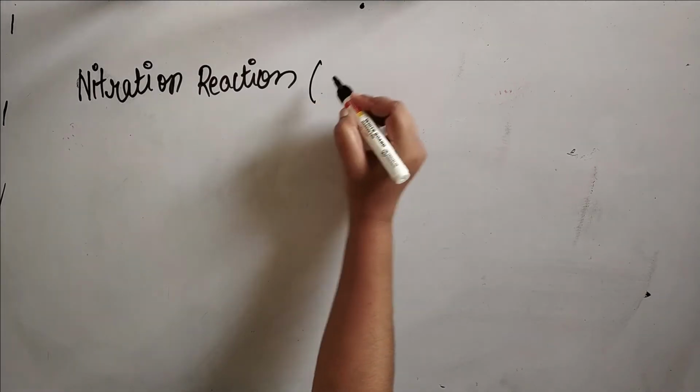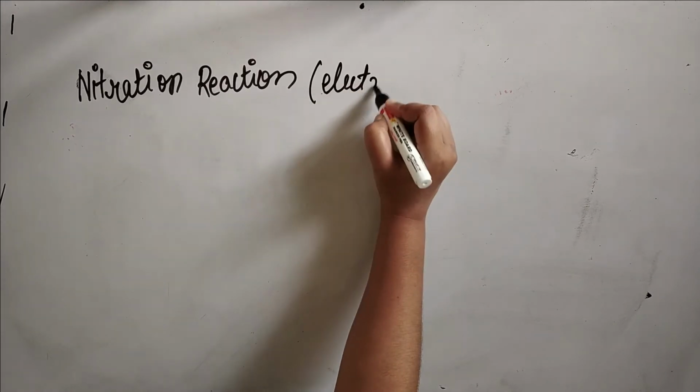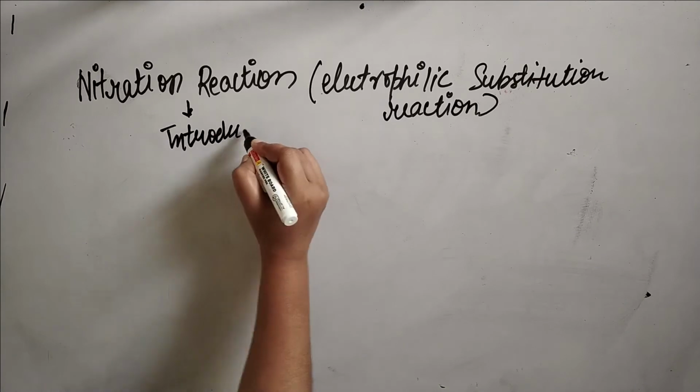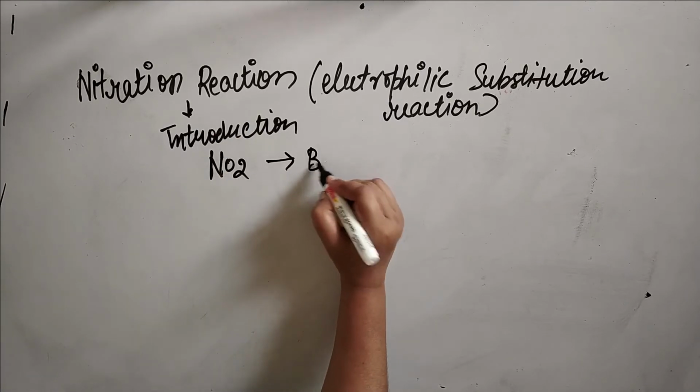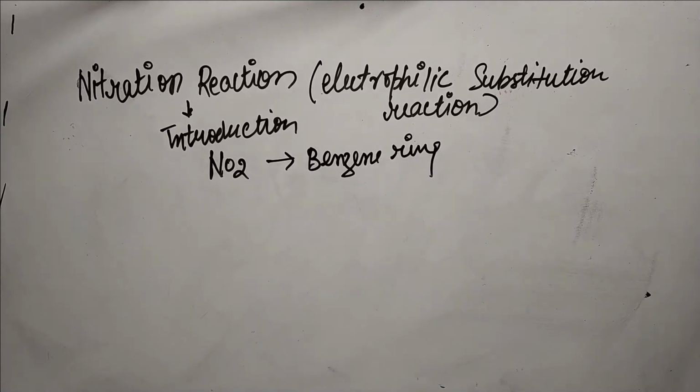So this is one of the electrophilic substitution reactions. Introduction of the NO2 group takes place on the benzene ring. Let's see how this reaction takes place. Generally, the nitration reaction takes place in the presence of nitric acid and concentrated H2SO4, where concentrated sulfuric acid is used as a catalyst. It is required in a very small amount.